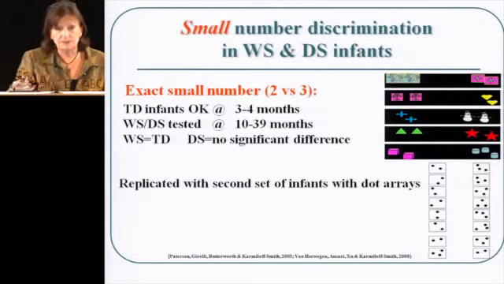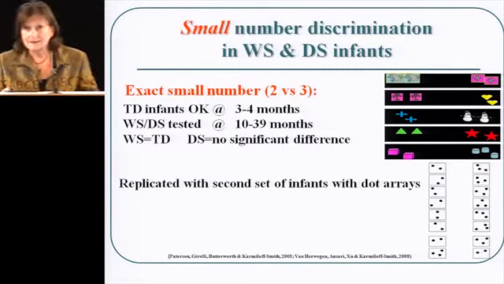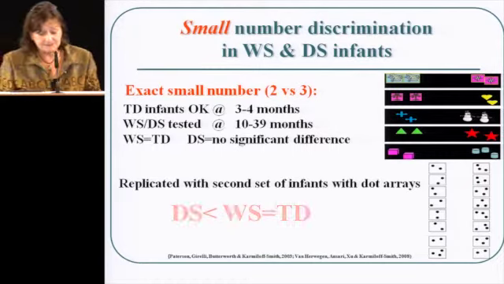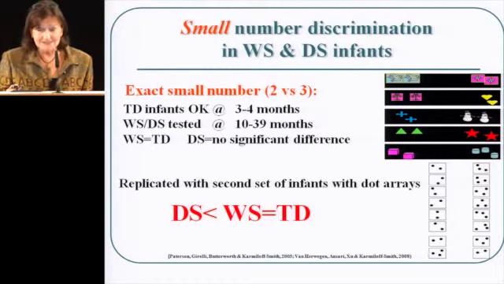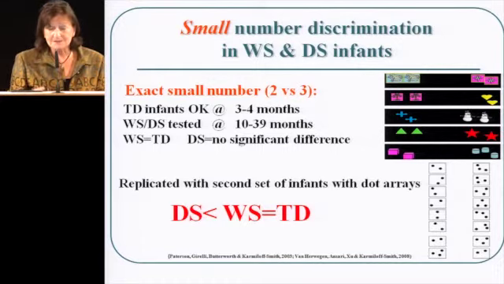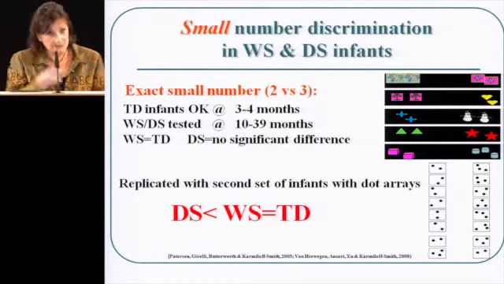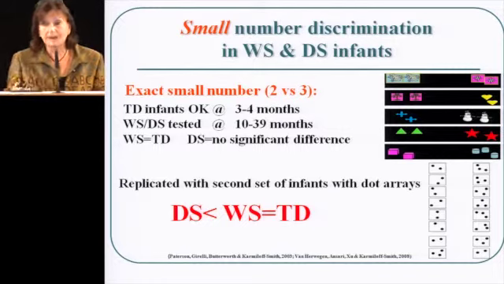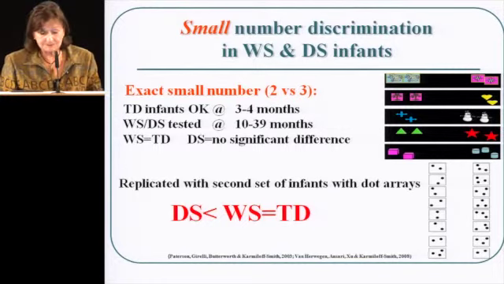We wanted to be sure that we had replicated this. And again, the results were the same. So in this case, but not in the next case, the Down syndrome infants were worse than the Williams syndrome infants, and they were equivalent in IQ, and the Williams were the same as the typically developing.